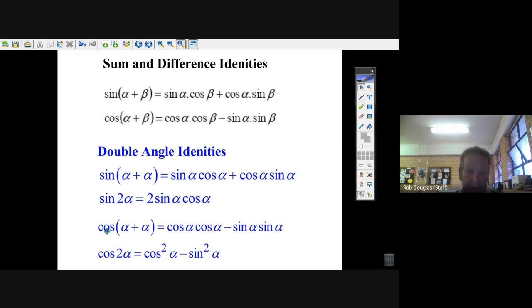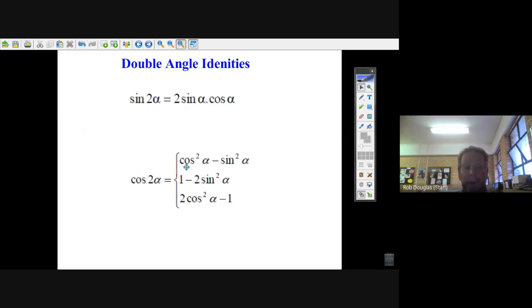Using the same technique, for the cosine of alpha plus alpha, instead of beta I put in an alpha. I get cos alpha cos alpha minus sine alpha sine alpha. That's cos squared minus sine squared. Now, in your formula sheet, you're given these things. Sine of 2 alpha equals 2 sine alpha cos alpha. You're also given that cos squared alpha minus sine squared alpha is equal to cosine 2 alpha.